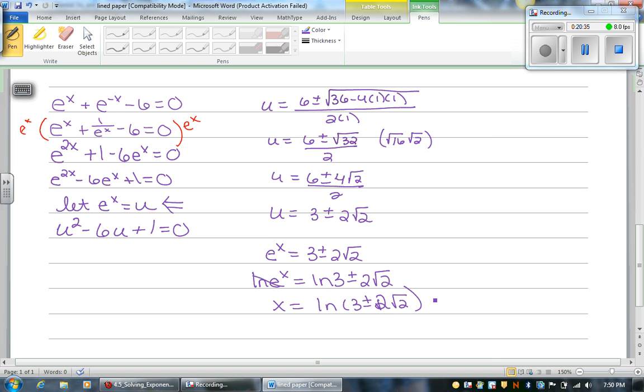Now, remember, this is two solutions. We have to put it in separately. ln of 3 plus 2 radical 2 and ln of 3 minus 2 radical 2. When I put these into my calculator, I get approximately 1.76 and negative 1.76. And there's your solution.